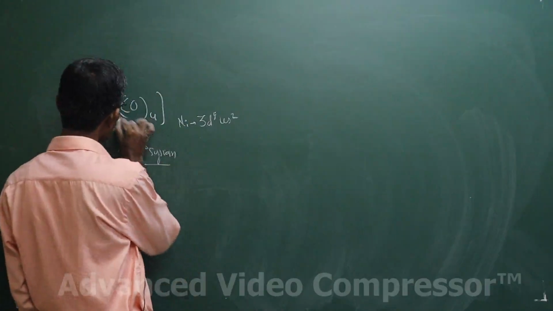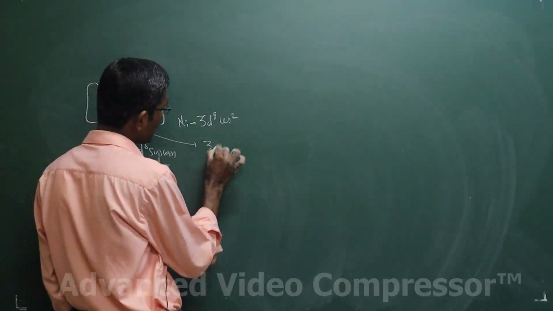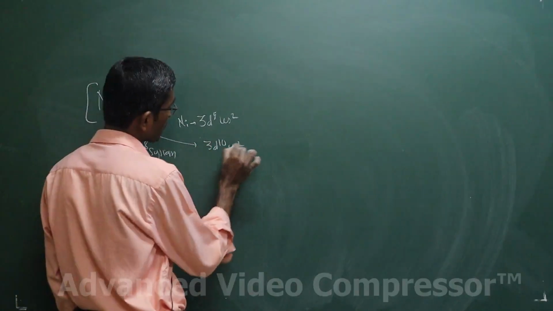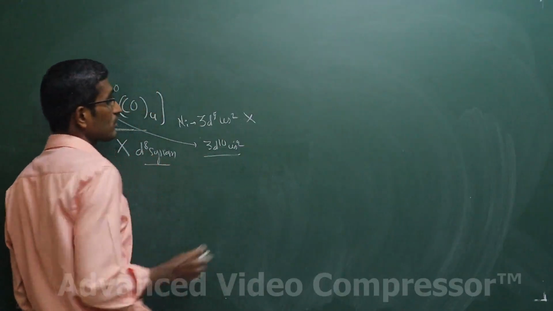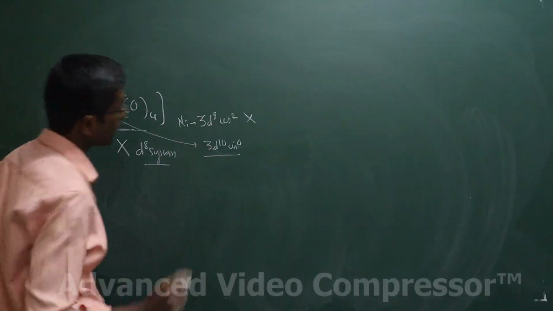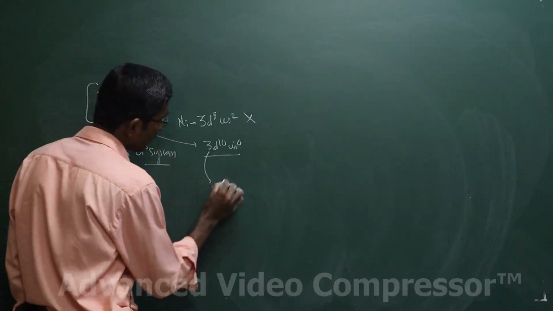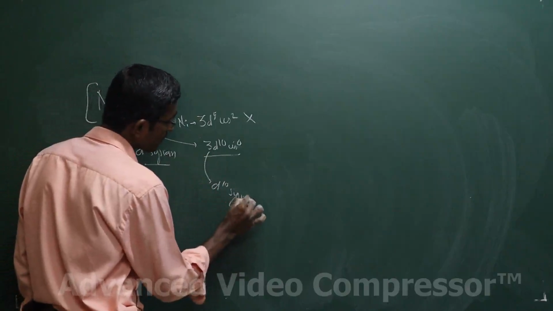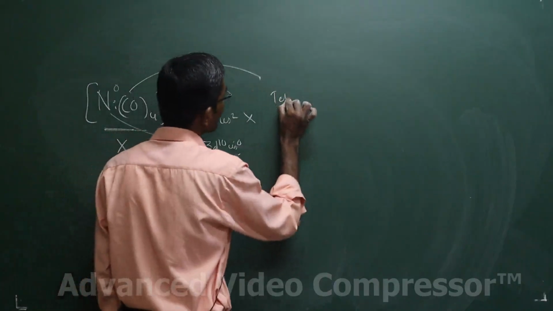So the electronic configuration of nickel in this complex is 3d10 4s0, not 3d8 4s2. Hence, it is not a d8 system, it is a d10 system. So, what is your prediction regarding the geometry of this complex? Straight away you can say it is tetrahedral.